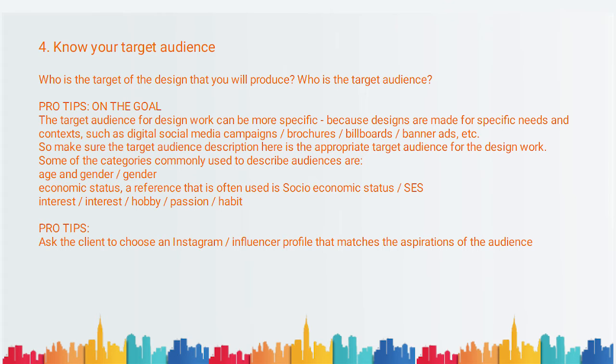Some of the categories commonly used to describe audience are age and gender, economic status. A reference that is often used is socio-economic status or SES, interest or hobby or passion or habit. Pro tips: ask the client to choose an Instagram or influencer profile that matches the aspiration of the audience.